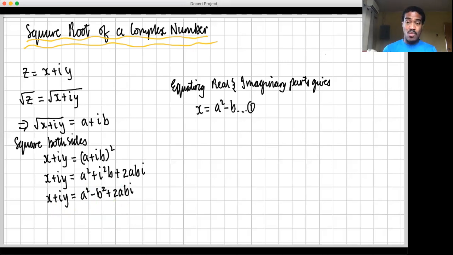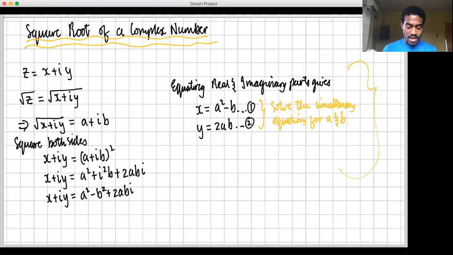And this is usually how the square root of complex numbers questions are. They have a general kind of setup in terms of how it goes. And you get the second equation too. So you would have these two equations and you solve them simultaneously for a and b. And that's basically your general setup where the square root of a complex number is concerned.